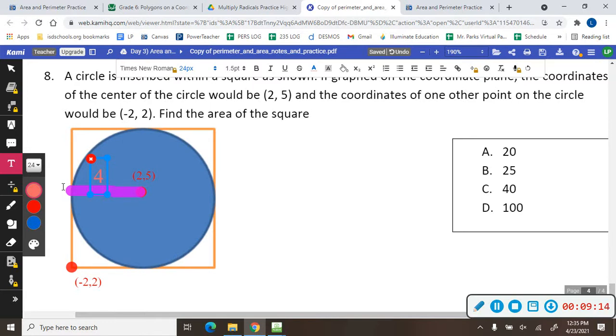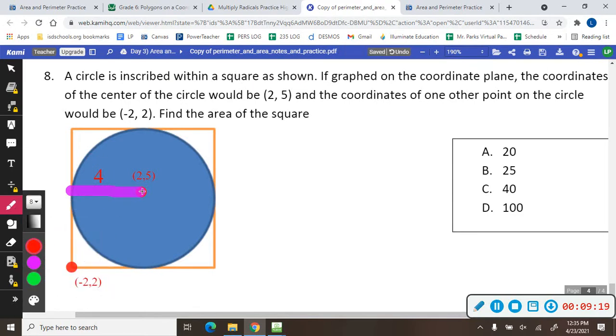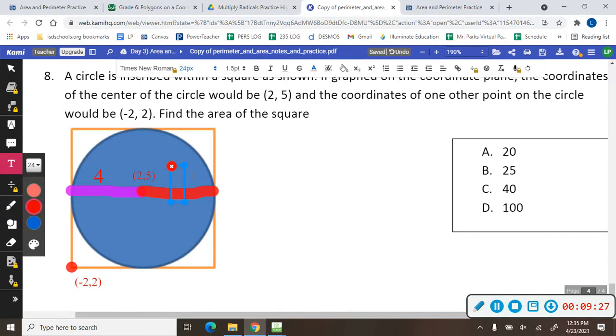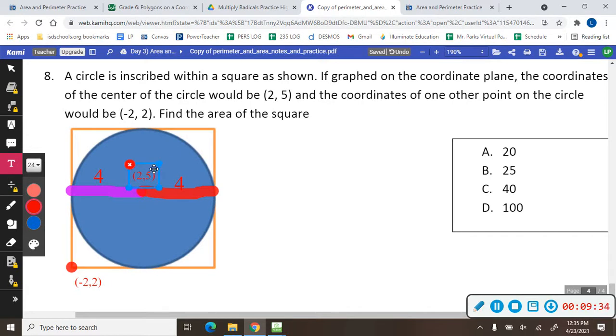Well, by definition of a circle, if that's 4, then from here to here is also 4. If I go this way, I'm going to find 4 also because it's a square. So then what did I find? I found from here to here is 8. And if I did the same thing, I would find from here to here is 8 because it's a square. They told me it's a square. So then I would just take 8 times 8 and I'd get 64, which is not an option.